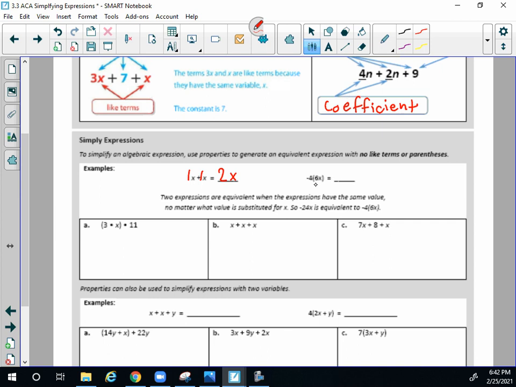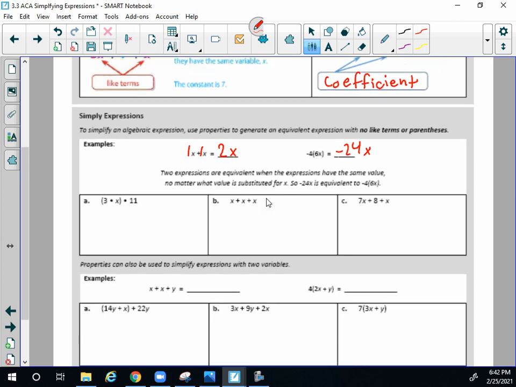Over here, we're multiplying. So we have -4 times 6x. That means we have 6 x's -4 times. So here we do -4 times 6, which gives us -24. And we have that x that we can't forget about. It's still attached. Two expressions are equivalent when the expressions have the same value, no matter what value is substituted for x. So -24x is equivalent to -4 times 6x.